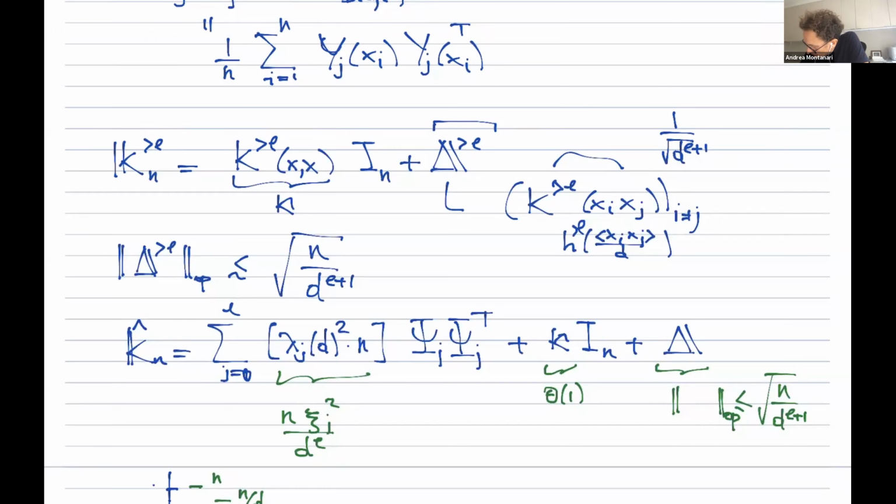ij less than n. Okay, so this is what. Now I can decompose it into the diagonal and the out of diagonal, and the diagonal looks like this.